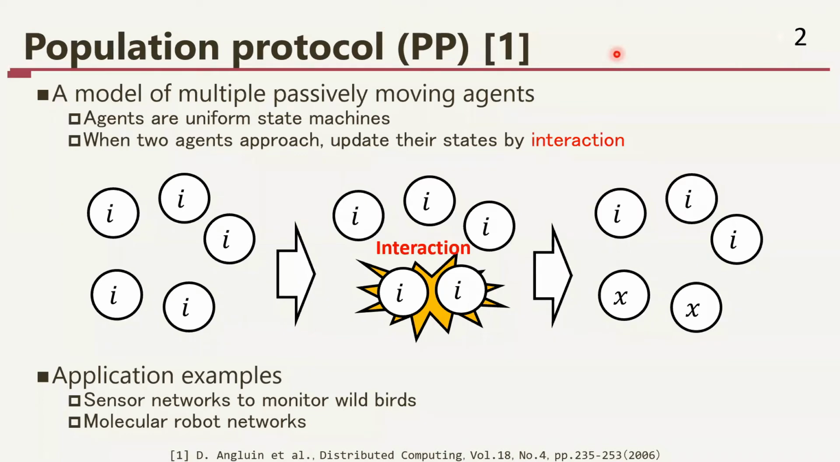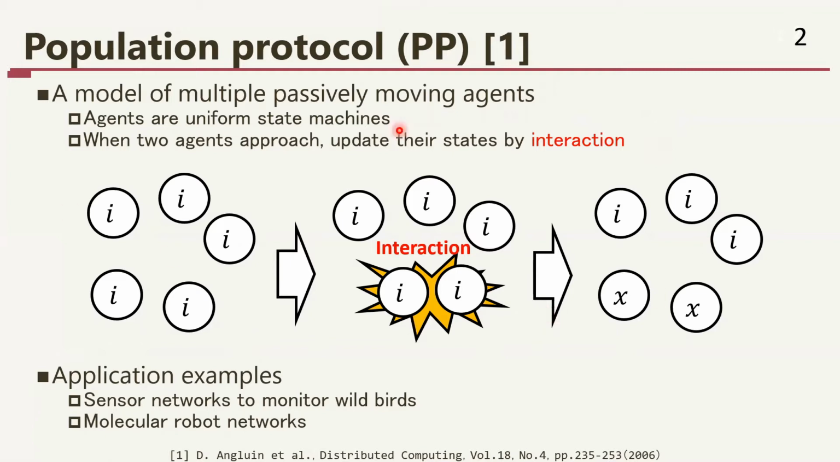First, let me introduce the population protocol model. This is a model of multiple possibly moving agents. In this model, agents are uniform state machines. When two agents approach, they update their states by interaction.